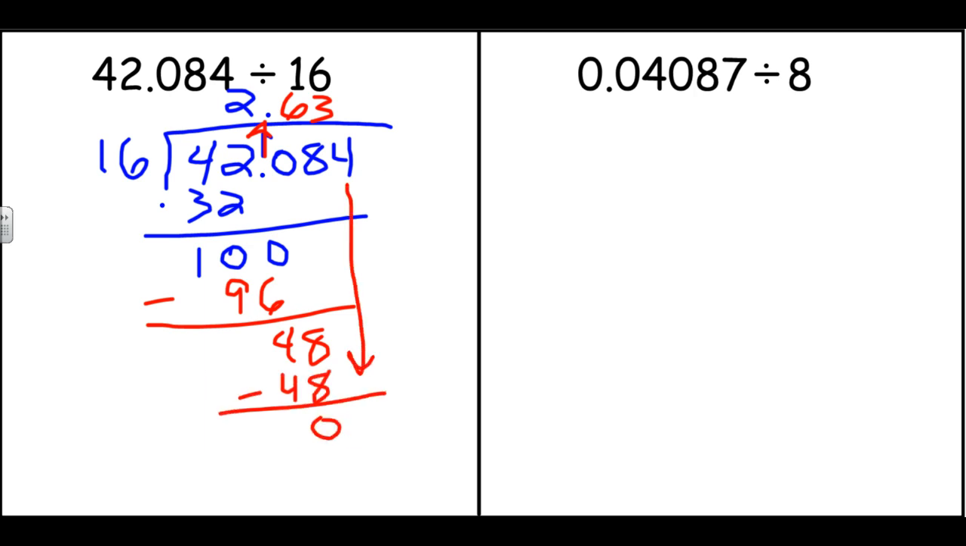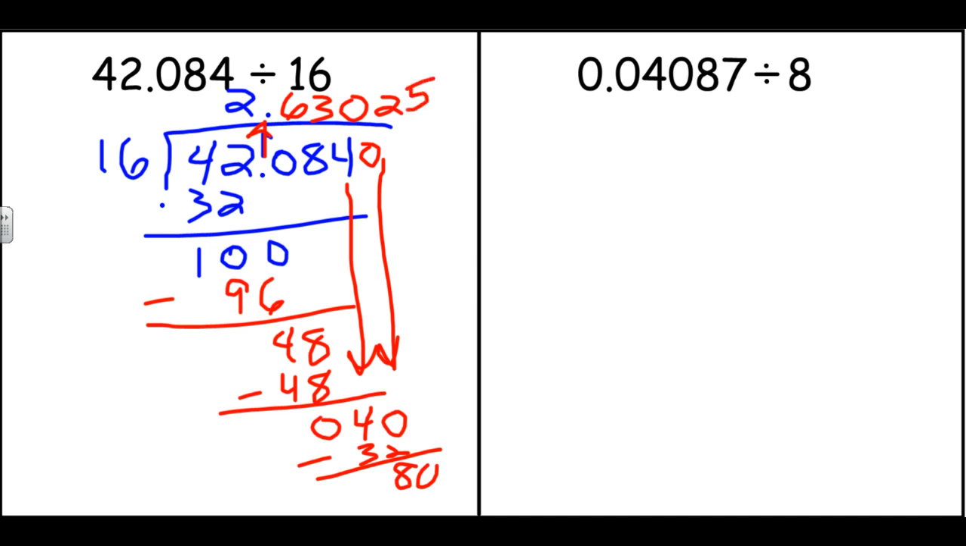Comes to 0. Now we drop the 4, because we still have the 4, so we have to continue. 16 doesn't go into 4, so we add a 0. Drop another 0. And now 16 goes into 40 twice with 32. Goes into 80 5 times, as 16 times 5 is 80. So 2.63025, that is our quotient.